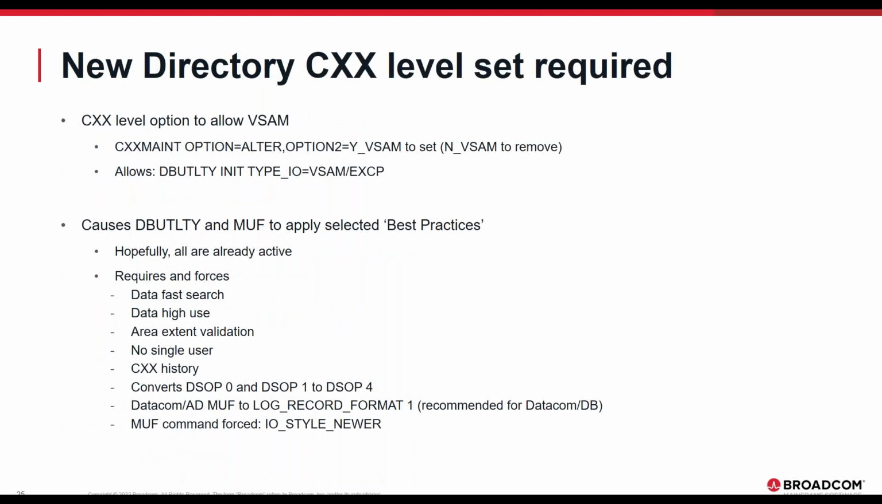CXX, we built this as a level set. So it is a CXX level option to allow VSAM. You do a CXX made option alter, you say yes to VSAM, and you can turn it off with a no to VSAM. We want it to be clear that you are activating it. When you activate it, you can then on the init and the pre-init DB utility functions, add a type IO equal VSAM, or you can have a type IO equal EXCP. We will default it for the init function.